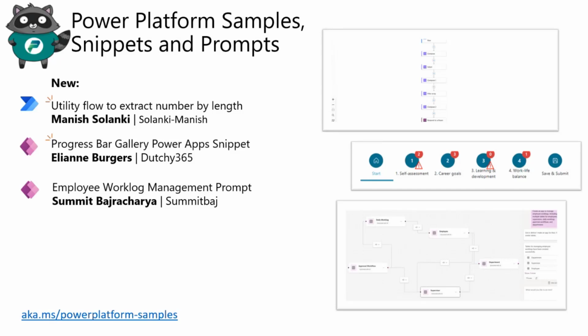Over in our snippet repo, we have a great sample, which is a Power Apps YAML snippet from Ilian, which is a progress bar that shows you how to implement that inside of your Power Apps Canvas apps. And finally, on the prompt side, we have an employee work log management prompt that lets you build a multi-table Canvas application for employee work log management by Submit.